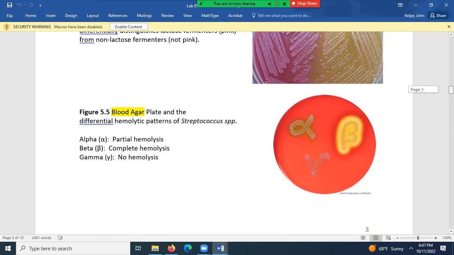Another media that's both differential and enriched is blood agar. It's an enriched media because it contains blood, which gives nutrients for a fastidious organism to grow. So that's why it's an enriched media. And then it can be differential, allowing you to see 3 different types of hemolysis. Hemolysis is the ability to lyse the red blood cells. You can have gamma or no hemolysis.